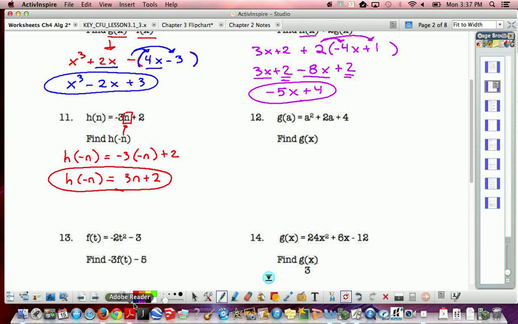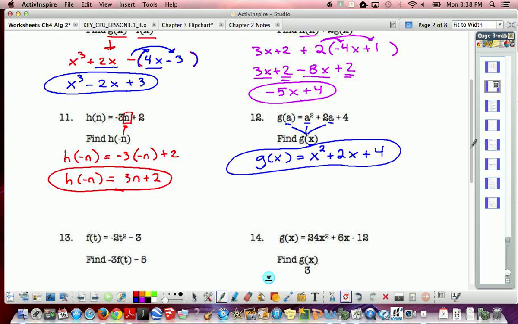Number 12, same type of process. Here I say g of a is equal to a squared plus 2a plus 4. If I want to find g of x, I'm replacing all of these a's with just x's. So g of x is equal to, replace the a with x, so I have x squared. Replace the a again, so I get 2x plus 4. That's all that you need to do with that one.